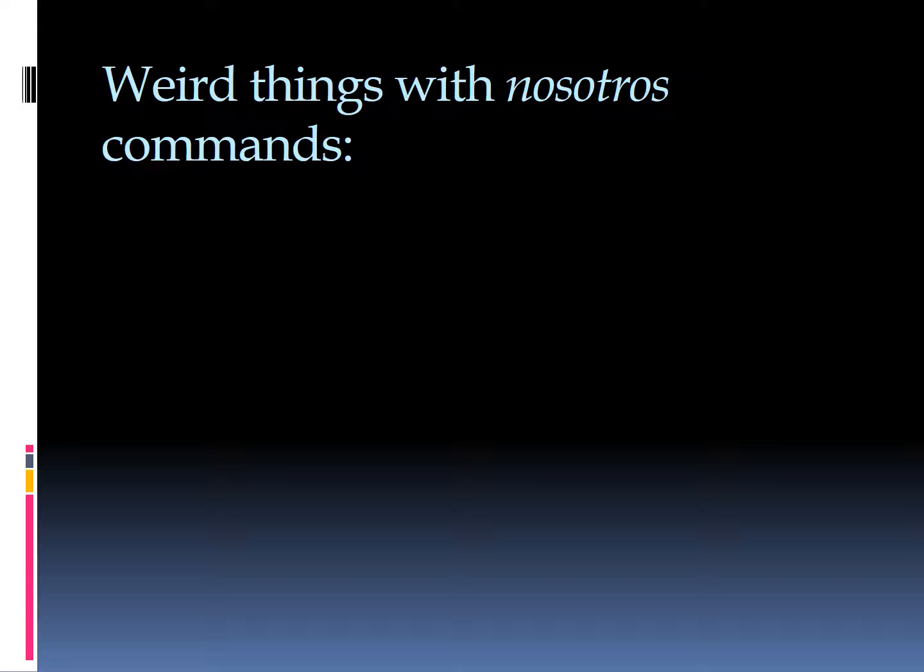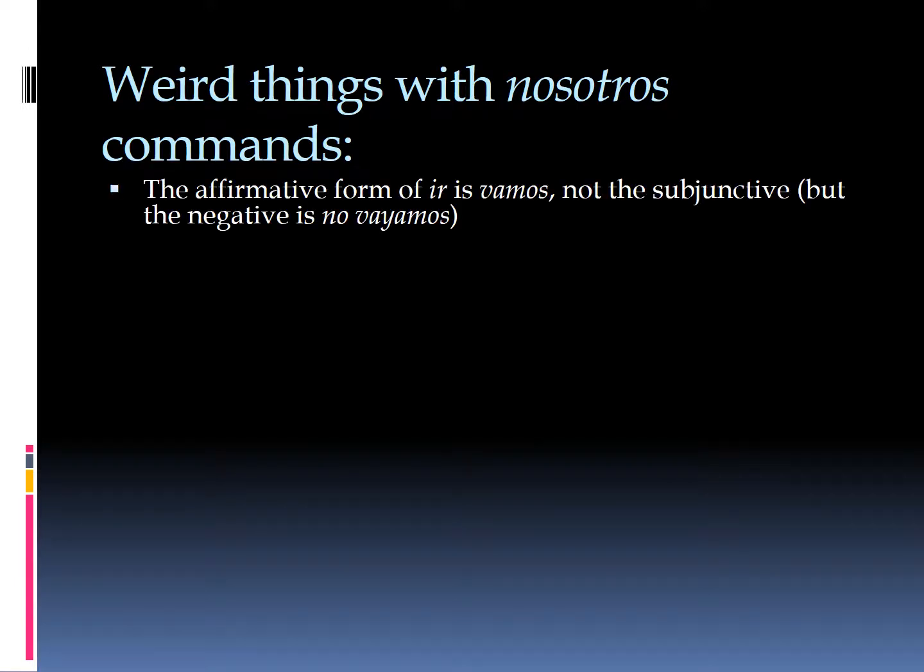Okay, nosotros commands. This is the one other irregular thing happening. For ir, to go, the verb ir, you don't use the subjunctive form, you use the indicative form, which is just vamos. So for let's go, it's just vamos. But the nosotros negative form of ir does use subjunctive, it's no vayamos. So vamos, no vayamos.